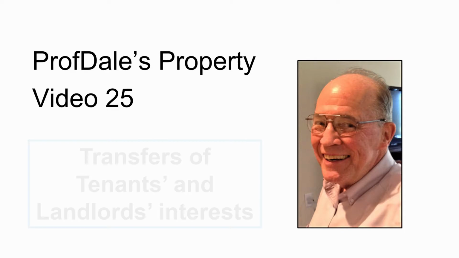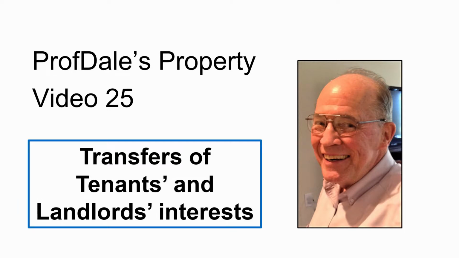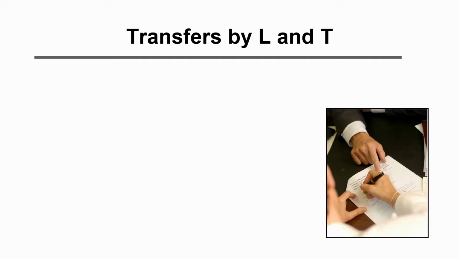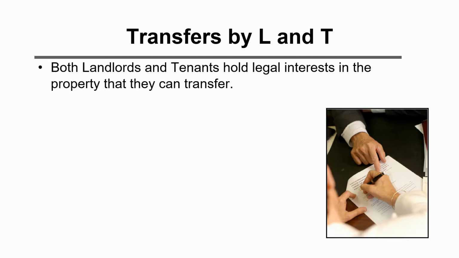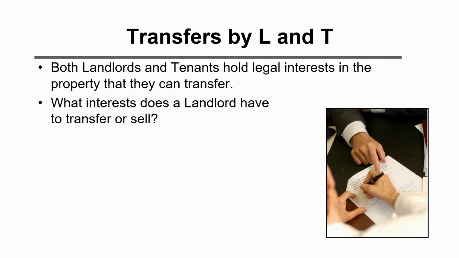In this video, we're going to consider transfers of tenants' and landlords' interests when real property is subject to a lease. Let's think for a minute about what interests landlords and tenants have to transfer. Both of them have legal interests that they can transfer. The landlord has two interests that can be sold or transferred. The first one is called rents, namely the right to get the rent from the tenant, and in our legal system, the right to rents is considered an interest in real property, so it can be transferred by an ordinary deed. The other interest the landlord has is the reversion. That's a future interest. It's the right to get the property back in possession again when the lease terminates.